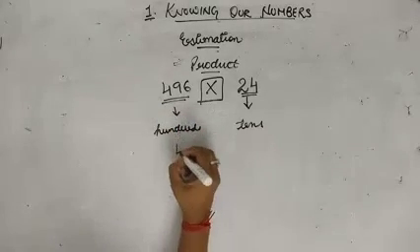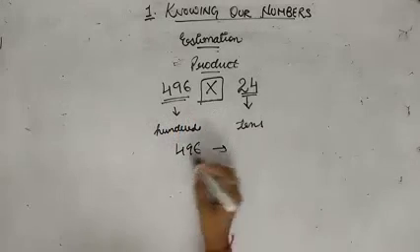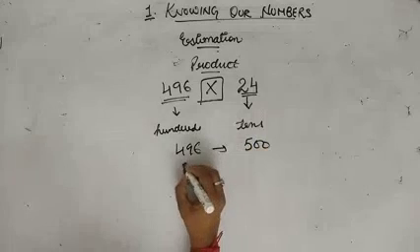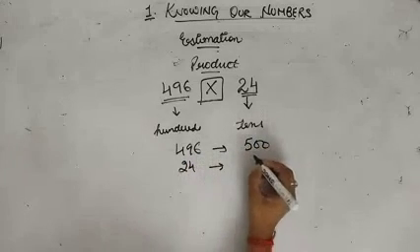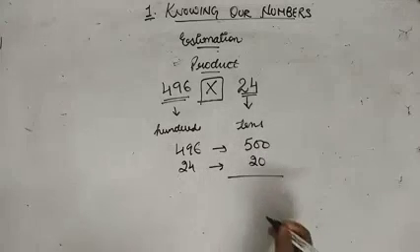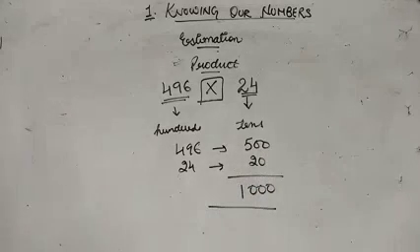So 496 can be rounded off to hundreds. So 496 will become 500. 24 will become 20. So the product of 500 and 20 will become 10,000. So 10,000 is the answer.